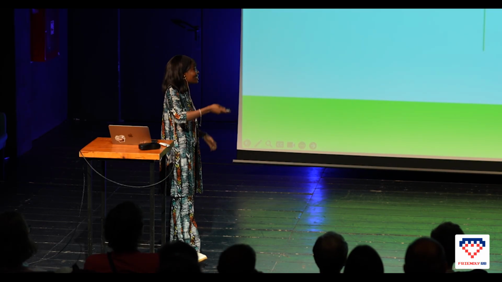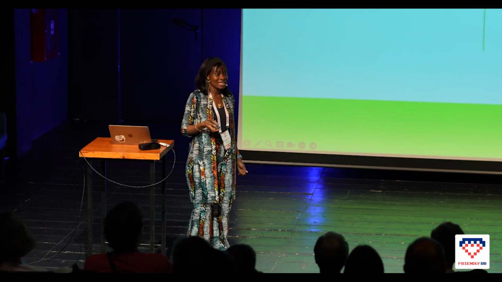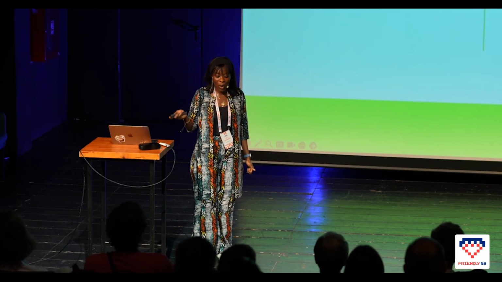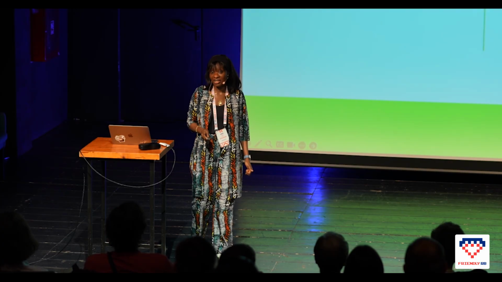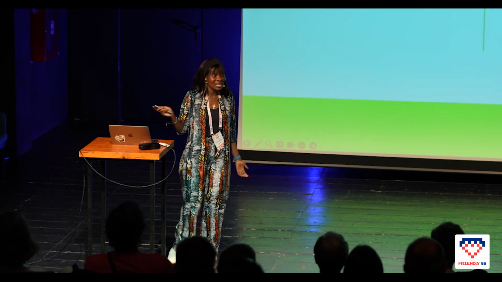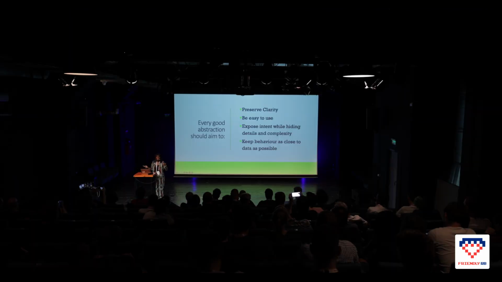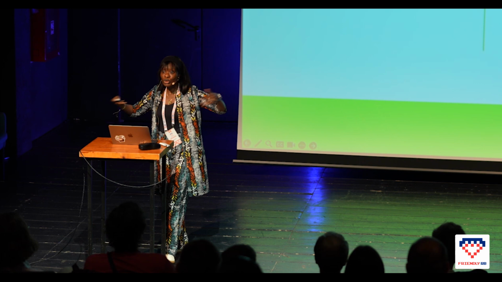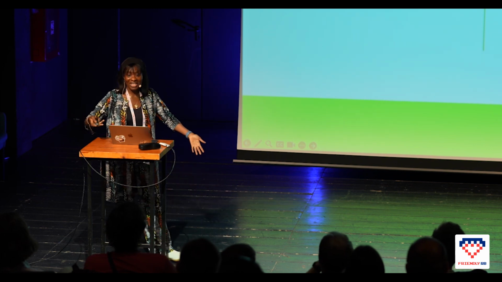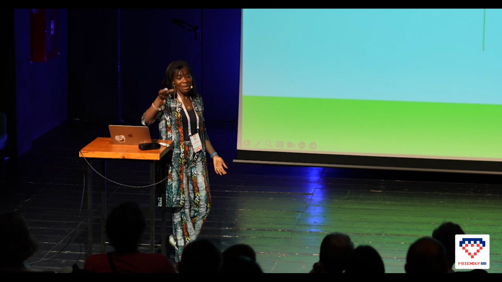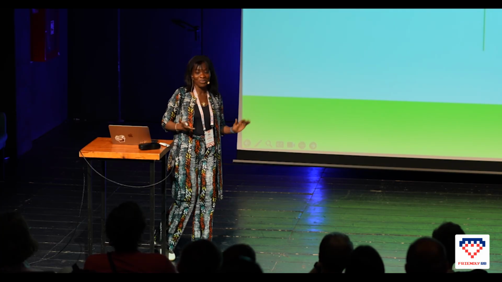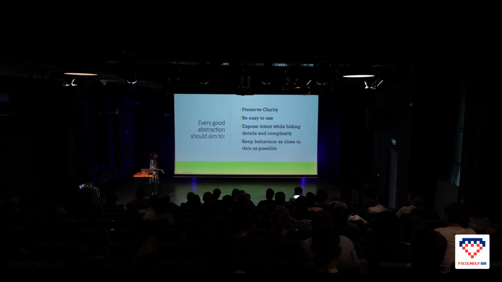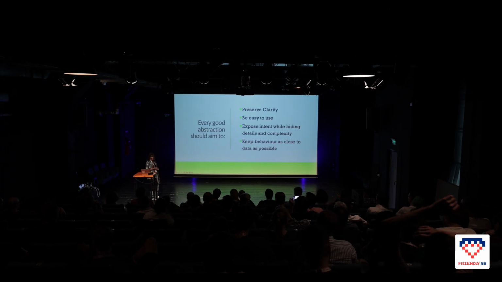And then expose intent while hiding details and complexity. One of the speakers said, there's a lot of complexity in Rails, but we don't see it. All you do is say, has many, and it's simple. It's easy to use. That's the aim of every good abstraction, to be easy to use. If I have to go configure something in 15 different places, spare me. I'll just do it myself, because this is torture. And that's why we have many people here who have a love-hate relationship with abstractions. And then keep behavior as close to data as possible.